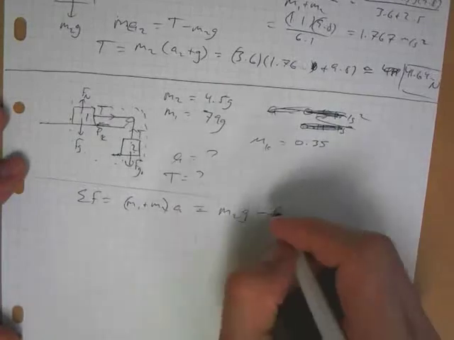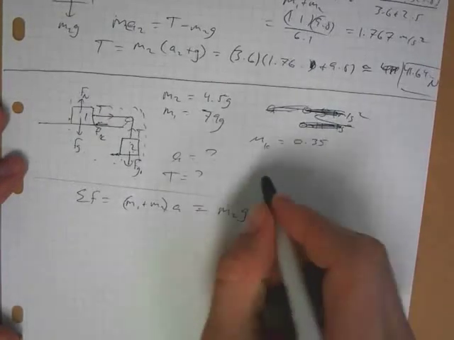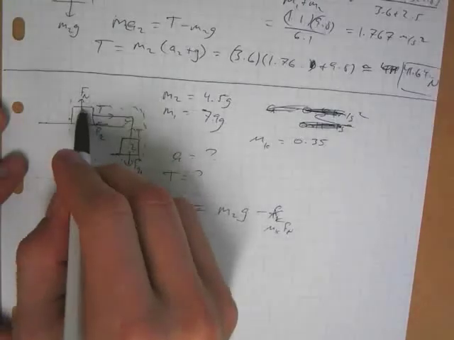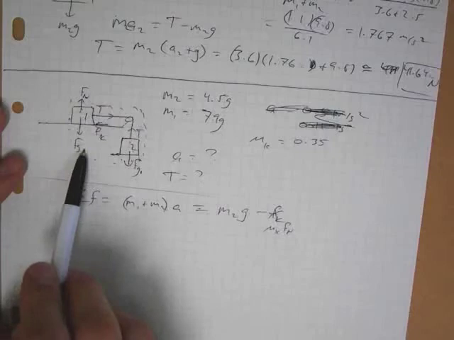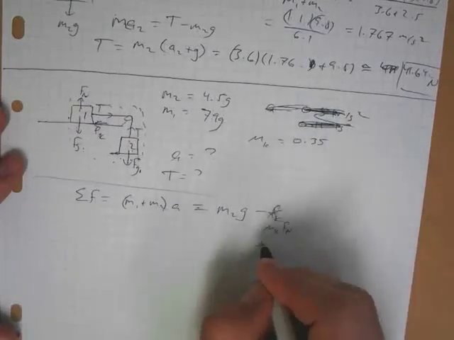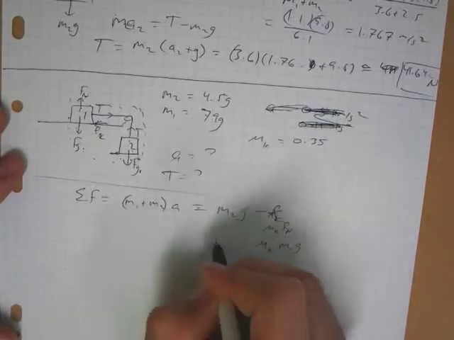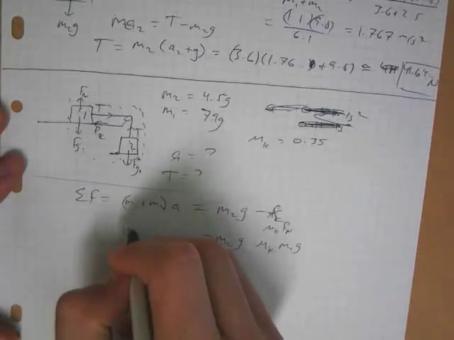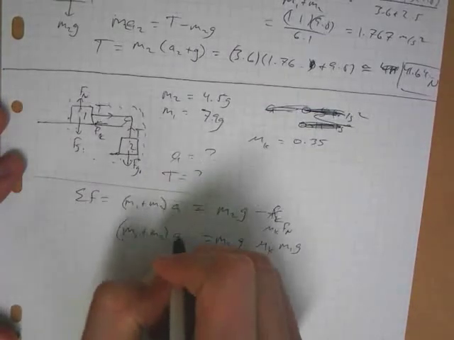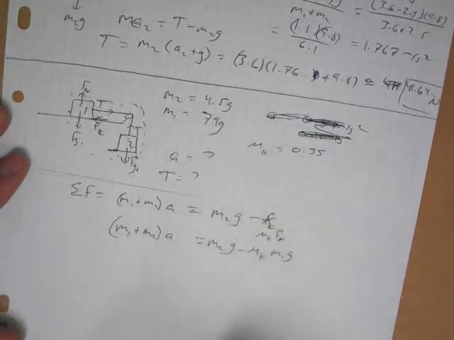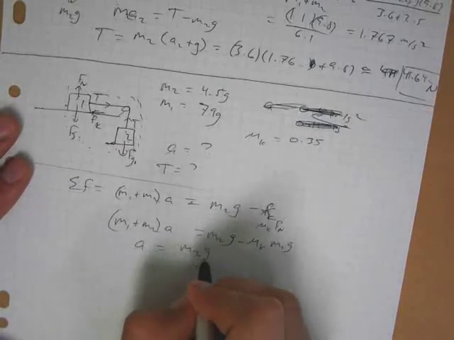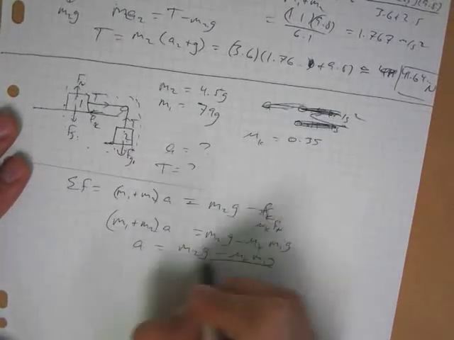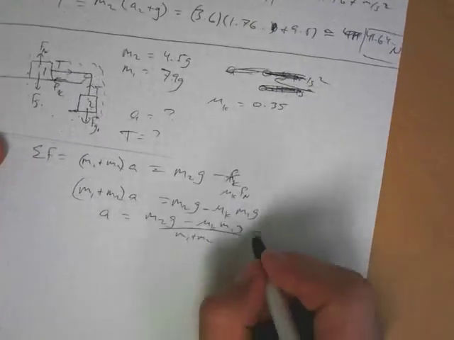And we know Fk is mu k times normal force. And actually, if we look over here in the y direction, all we have are normal force and gravitational force. So the normal force here is equal to this gravitational force. So this becomes mu k times m1 g. And so this is the equation we can use to determine what our acceleration is. Our acceleration is m2g minus mu k m1g over m1 plus m2. And then from there we can start plugging in numbers.